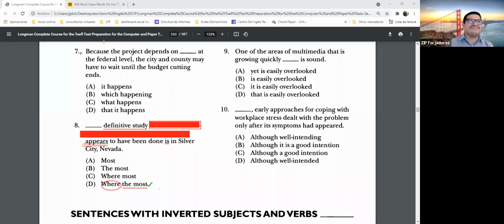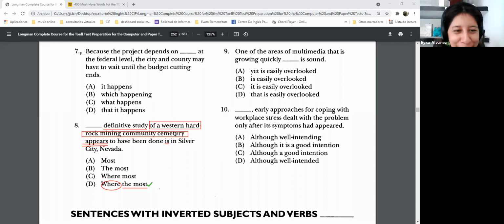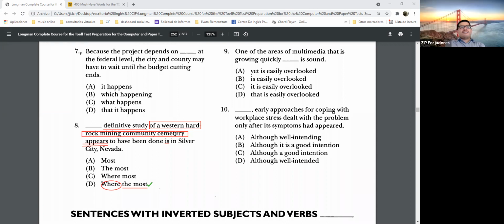I don't know. So what do you think? Actually, I'm not sure, but where the most definitive study of a Western hard rock mining community cemetery appears to have been done is in Silver City, Nevada. I think that we lack a comma. No, so this is a comma, but it's about Silver City. It's an appositive, I don't know. So where it's a connector for sure.